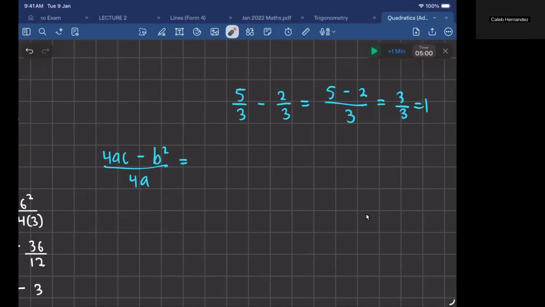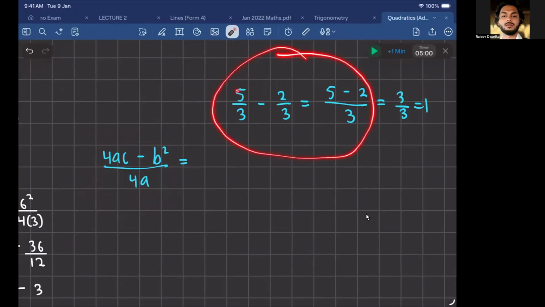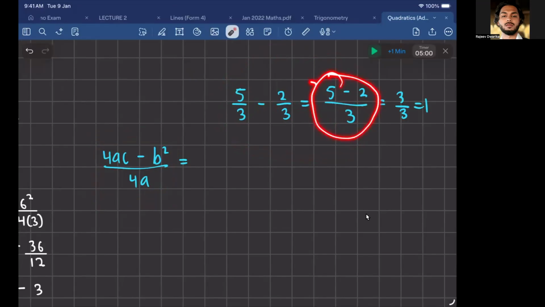Can you repeat, please? All right. So you see this fraction over here? Is there any other way I could write this fraction? And this is my hint. I could write 5 over 3 minus 2 over 3 as 5 minus 2 over 3, and vice versa. If I had this, I could write it as 5 over 3 minus 2 over 3. So think to yourself, is there another way I could write that fraction, like separately?